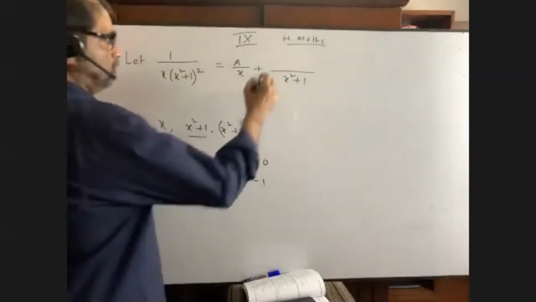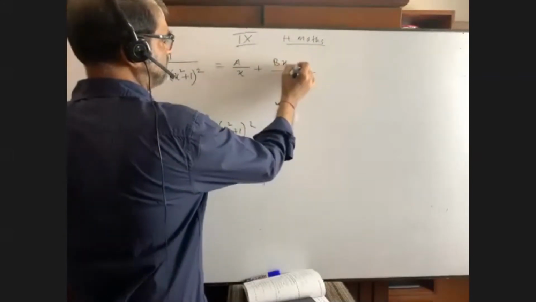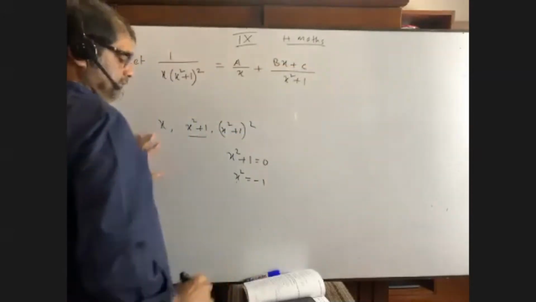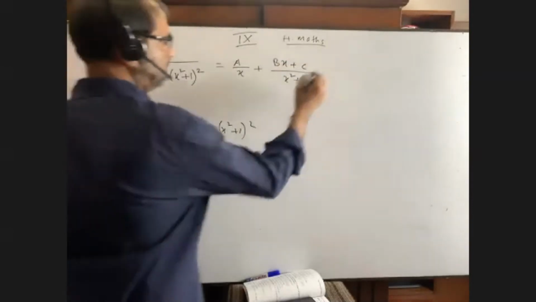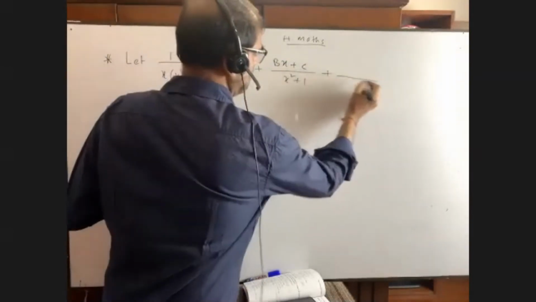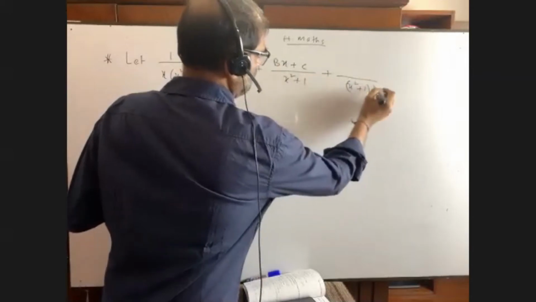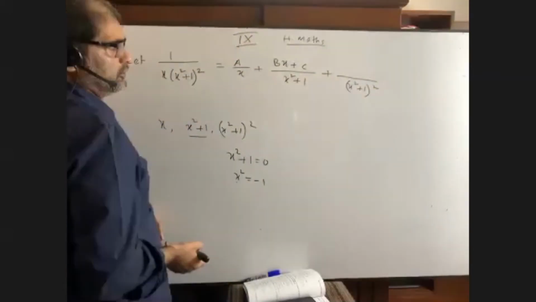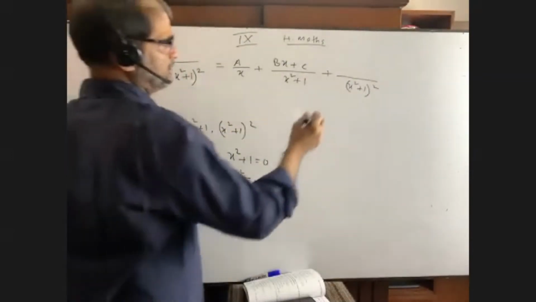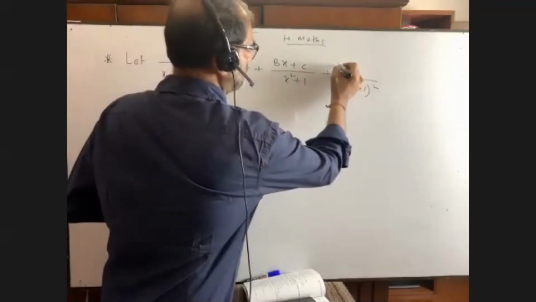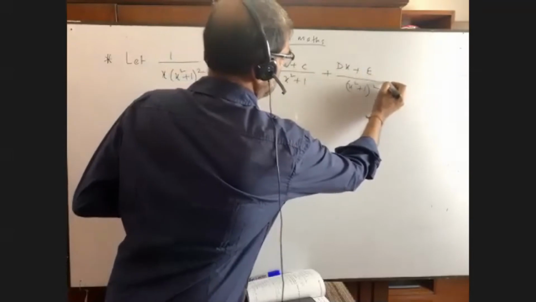A square number cannot be negative. So what is to do? For this part, I have to take bx plus c. And another thing, x square plus 1 whole square, so it is also an imaginary number. It is dx plus e. This is 1.